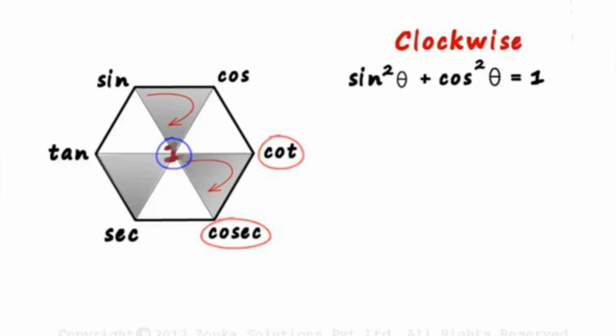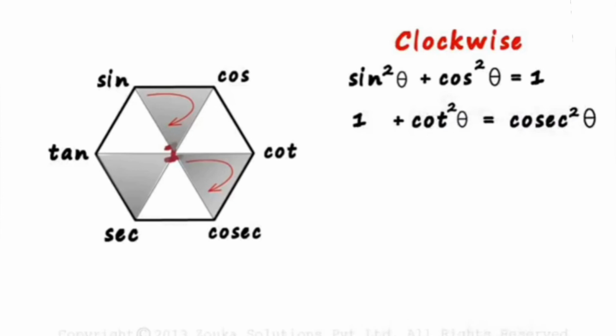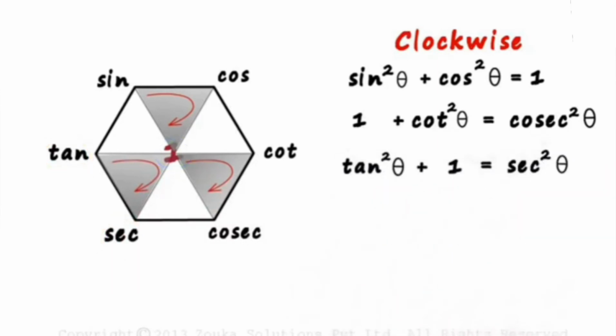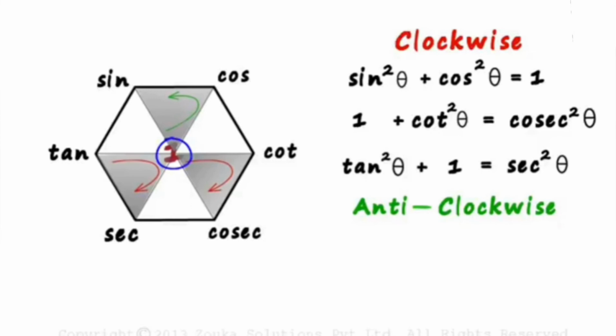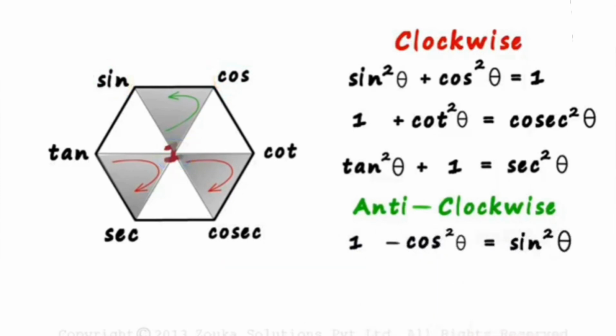And then if we see the second triangle, there is 1, cot and cosec. So 1 plus cot square theta is equal to cosec square theta. And in the third triangle, we start from tan square theta plus 1, which is equal to sec square theta. Now the question is, what happens when we go in the anti-clockwise direction? First, the direction is different, and also we have to subtract instead of add. So in the first triangle we start from 1 and then cos and sine, which is 1 minus cos square theta, which is equal to sine square theta.